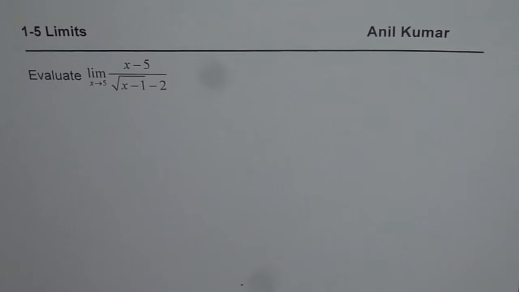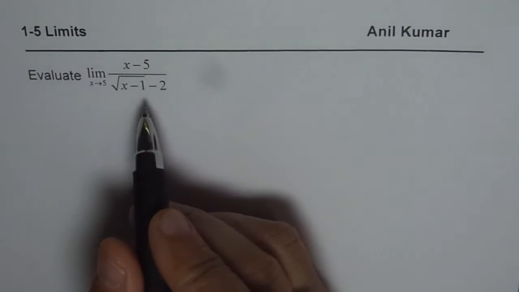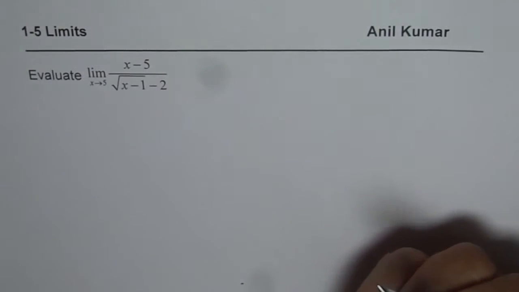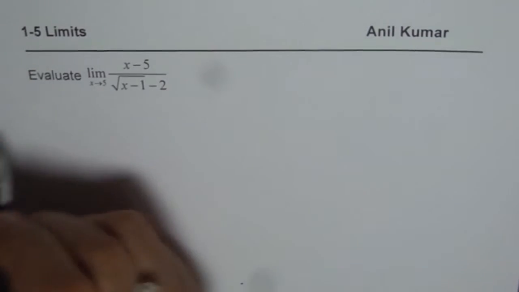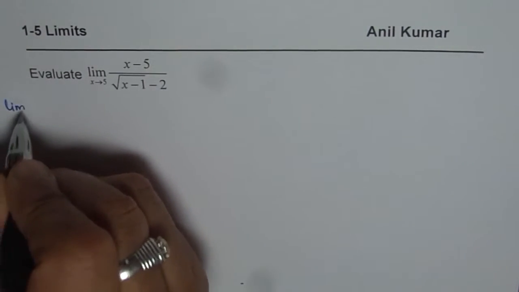I'm Anil Kumar, and we have now an example where we are going to find limits for a radical function. Now there are a couple of ways of doing this or solving this question. One of them is by substitution, and the other one normally used is rationalization. So I'll do with both the methods, and let us see which one you prefer. So let's find the limit using rationalization first.